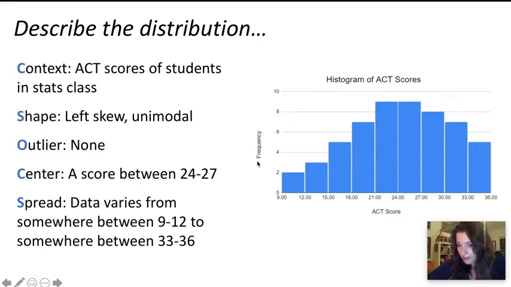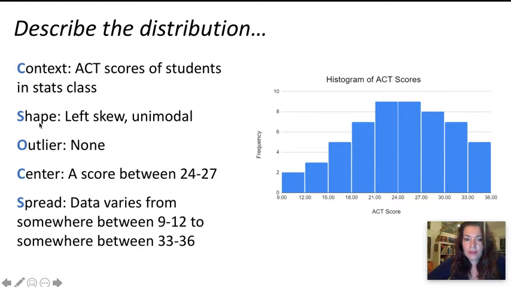Notice that we have a frequency, so these are the counts. That means 2 people scored between 9 and 12, 3 people scored between 12 and 15, 5 people scored between 15 and 18, 7 people scored between 18 and 21. We have about 9 people who scored between 21 and 24, and so on. So this is a count, frequency.